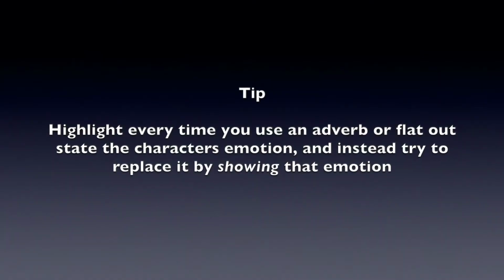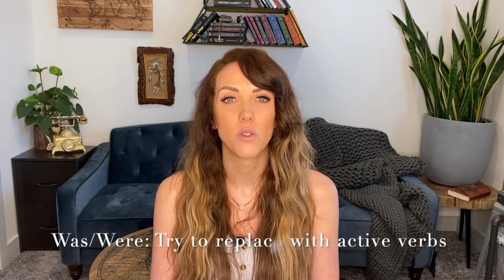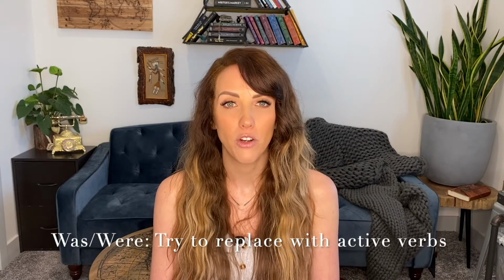So when I'm ready to look for this, I'll go through my manuscript and highlight every time I used an adverb or just flat out stated the character's emotion. And instead, I'll replace it by showing the character's emotion and getting rid of that adverb. Another thing to look for is anytime you use the words was or were, and try to replace those with active verbs. Don't just say he was running when you could say he bolted, he raced, he sprinted, he dashed.